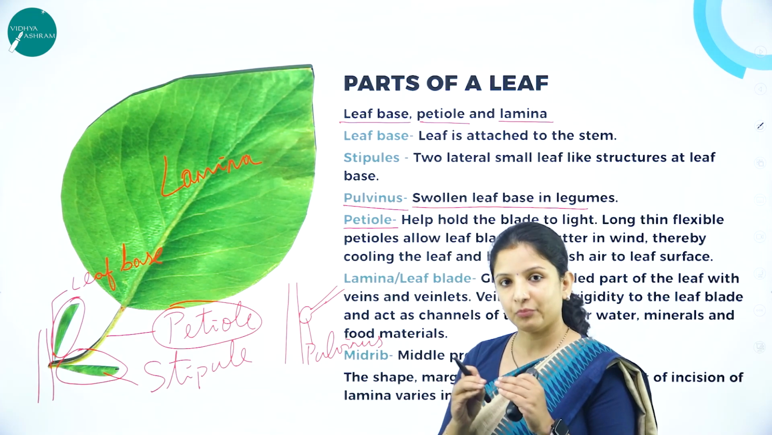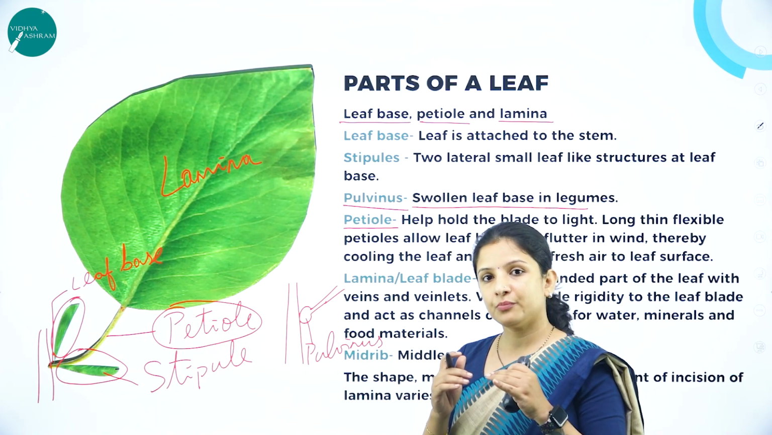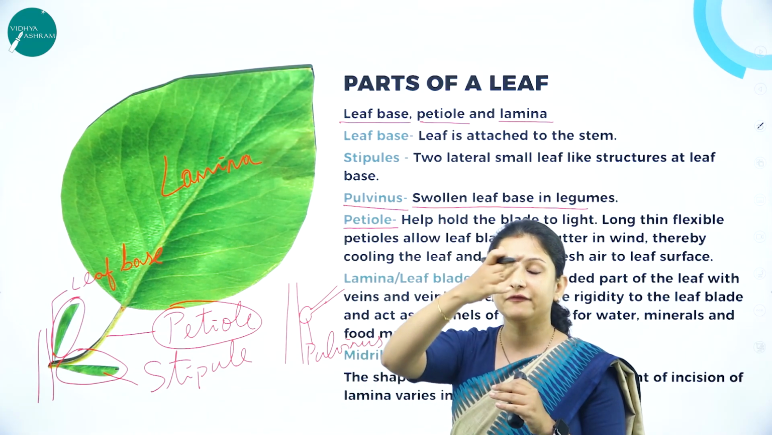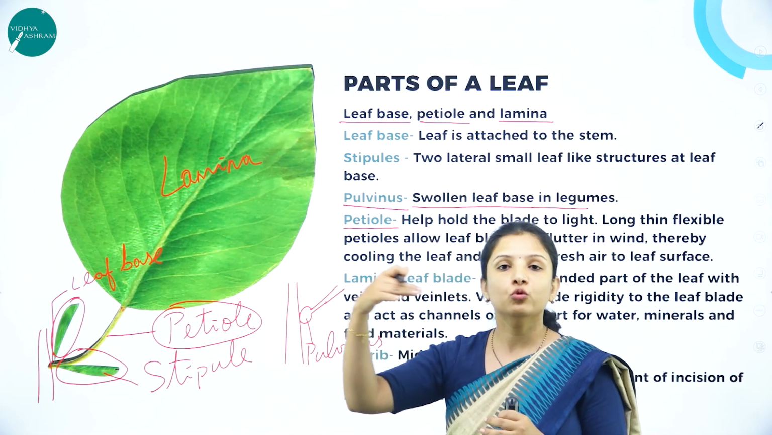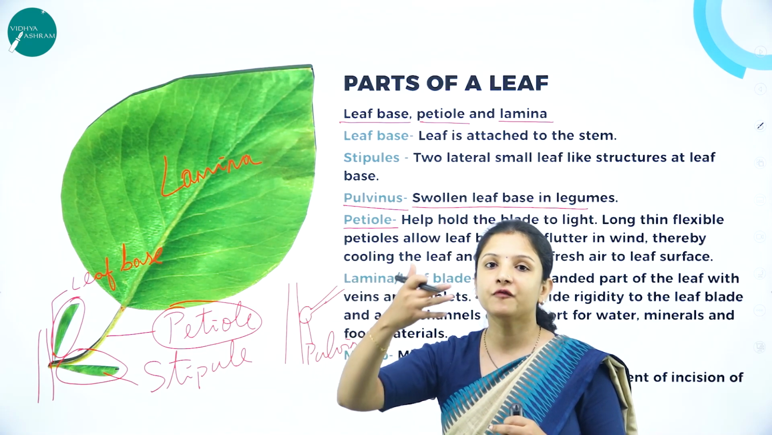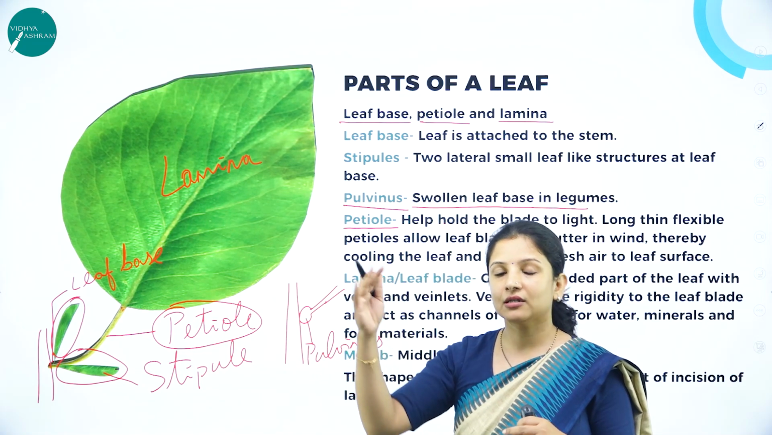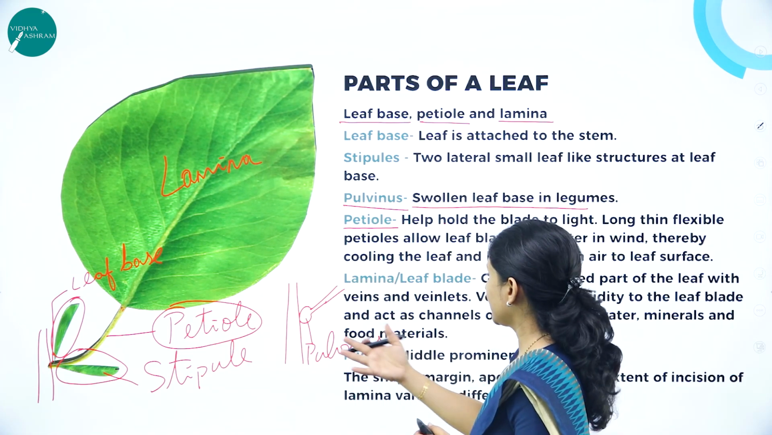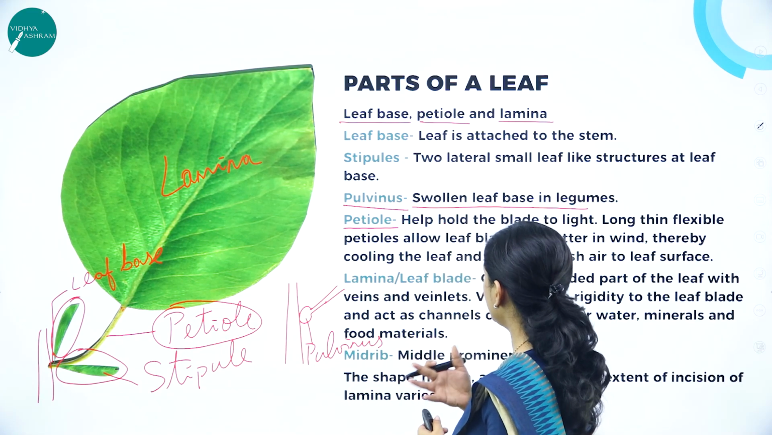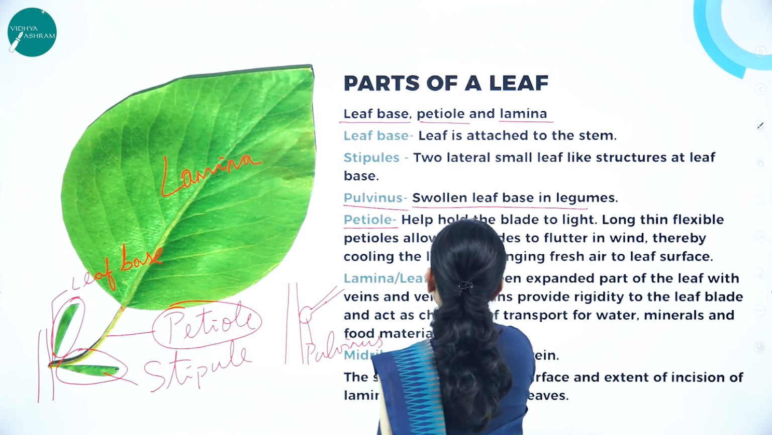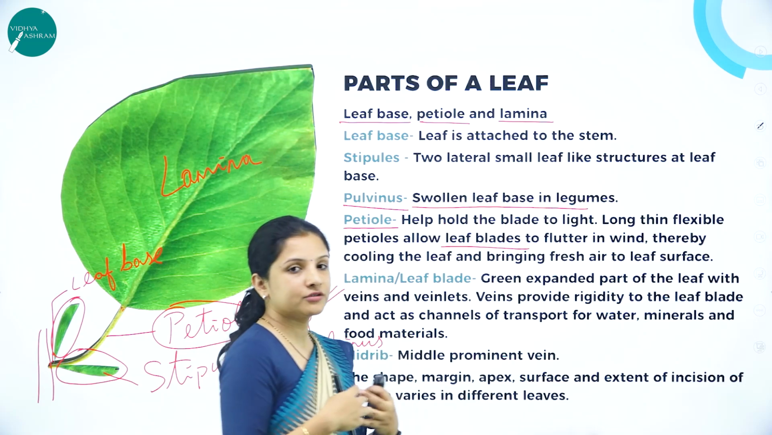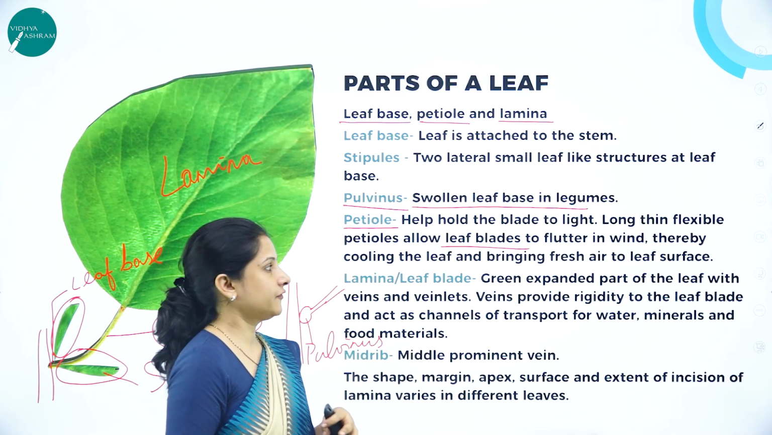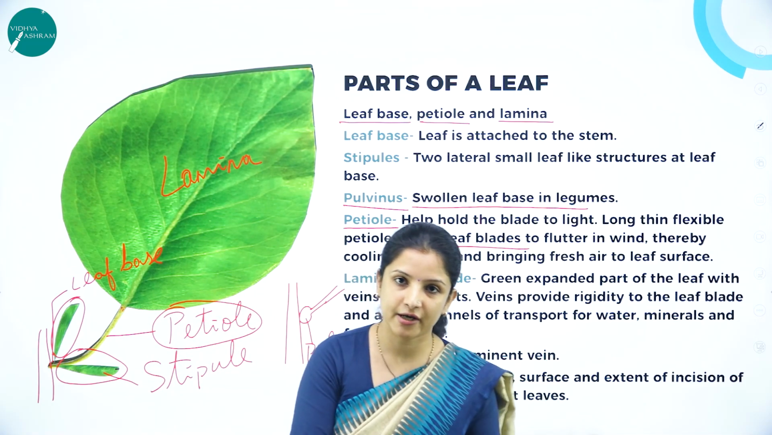And apart from that, because the petiole is long and slender, it allows the leaf to sway in the air, therefore taking in fresh air so that the leaves get the necessary carbon dioxide and can release oxygen. It also allows the lamina to flutter in the wind, therefore cooling the leaf surface and bringing in fresh air to it.